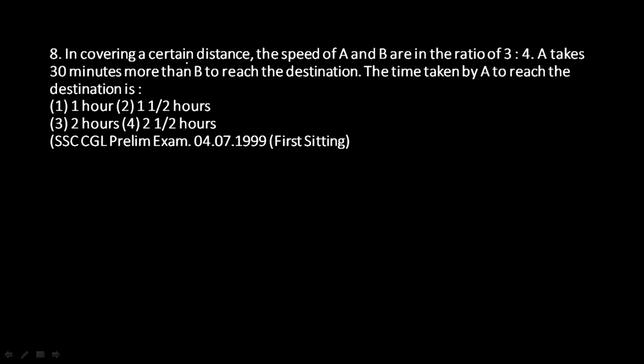In covering a certain distance, the speeds of A and B are in a ratio of 3:4. A takes 30 minutes more than B to reach the destination. The time taken by A to reach the destination is. It's an easy question. How will you solve it? What do we know? Speed is inversely proportional to time, right? So there are two ratios. The speed ratio is given. What is that? 3:4.